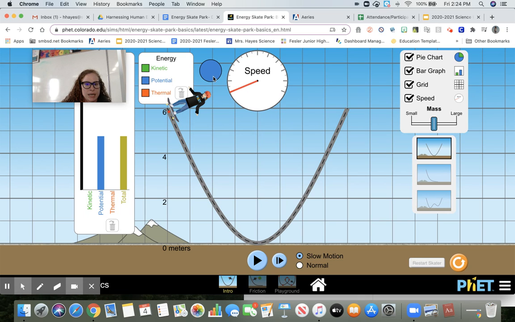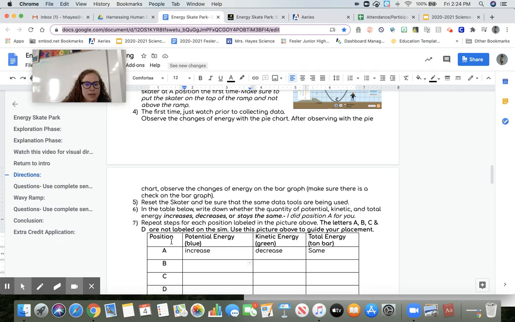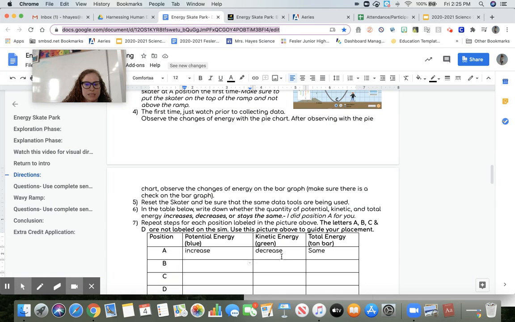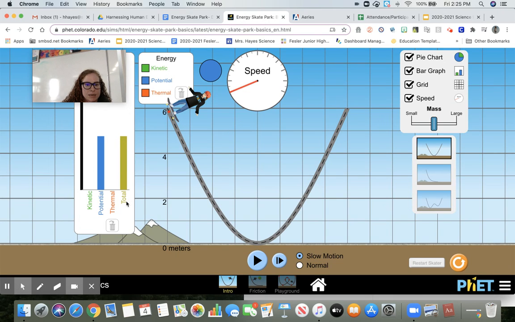This was at spot A. Let's see what happens. At position A, the potential energy is the biggest. So we have all potential energy. So I said the potential energy is increasing because it's all blue, right? Then the kinetic energy at that point is decreasing. There's no green, so it's small. Total energy is staying the same. It's not changing. So watch when I press play.